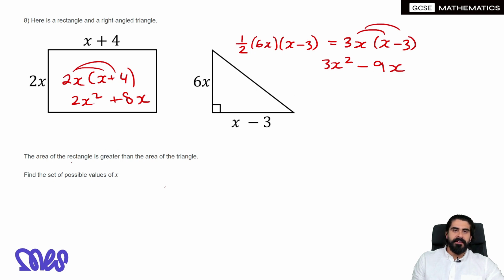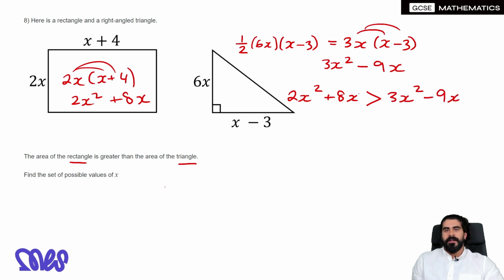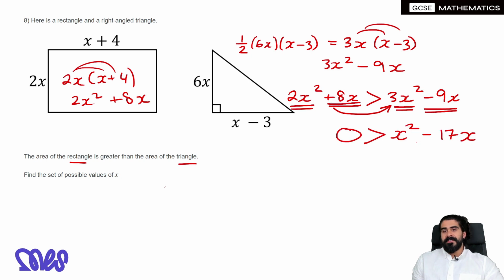It says the rectangle is greater than the triangle. So the rectangle's area was this. It's saying it's bigger than the triangle. Now we need to solve. Bring all these smaller x's to the larger one, so all of the left goes to the right. And in this case it is less than 0. Sometimes it's better to write it the other way around. So x squared minus 17x less than 0.